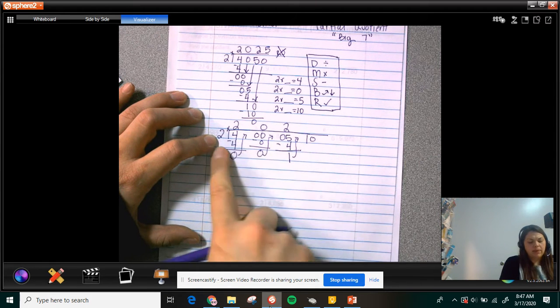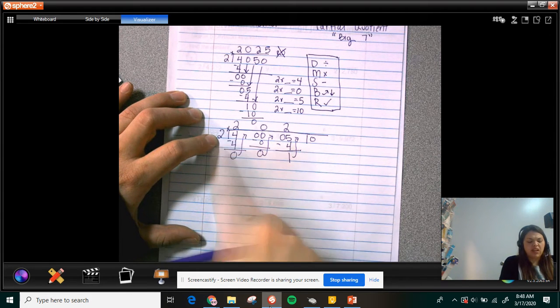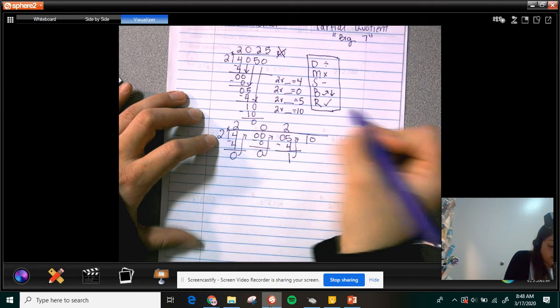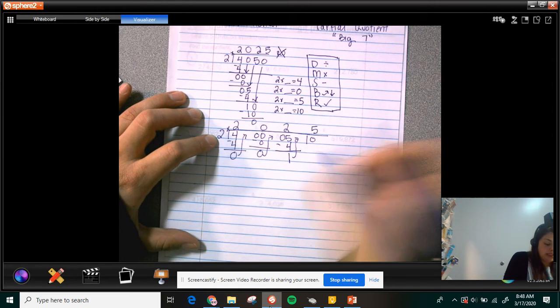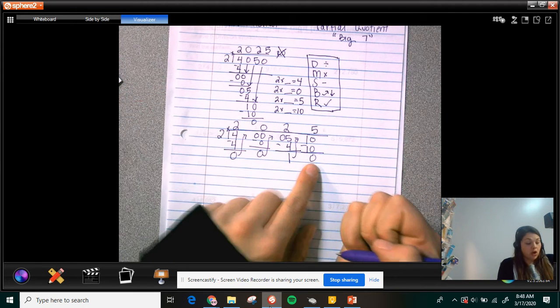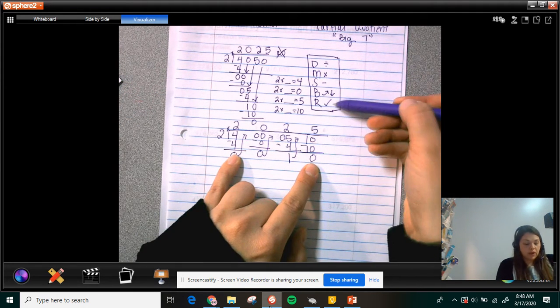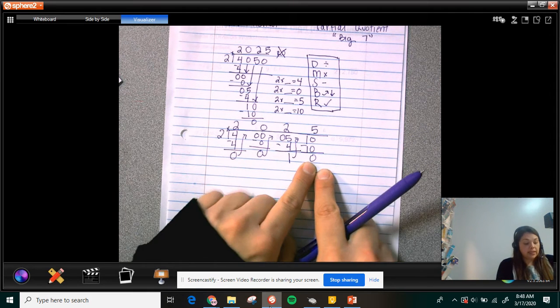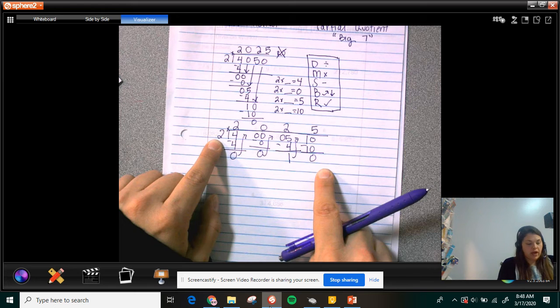So 2 times something is going to get me close to 10. Well, I know that one's a little bit easy. 2 times 5 is going to get me 10. I'm going to go ahead and subtract that, and I'm going to do my last step and see if there's a remainder, because there's nothing else to bring down. And 0 is less than 2. So I must have done everything right.